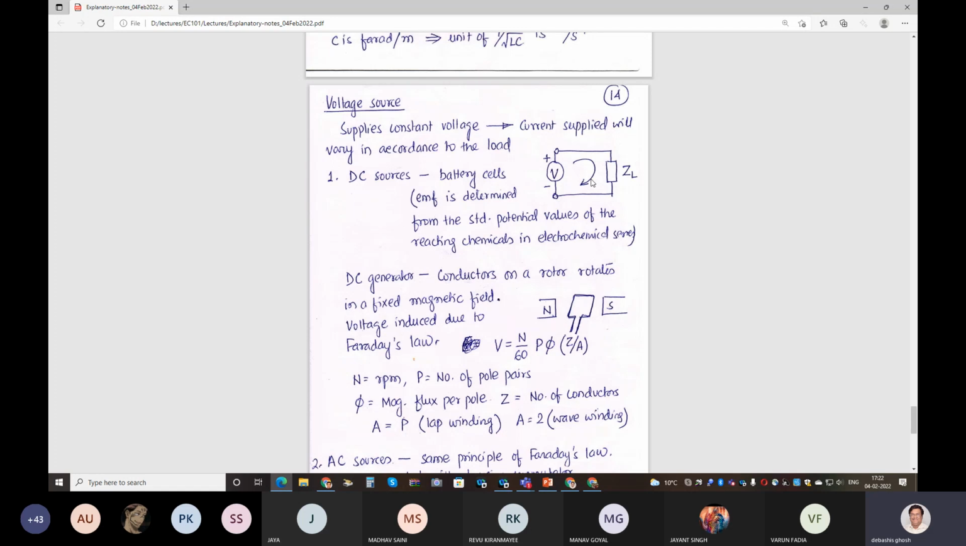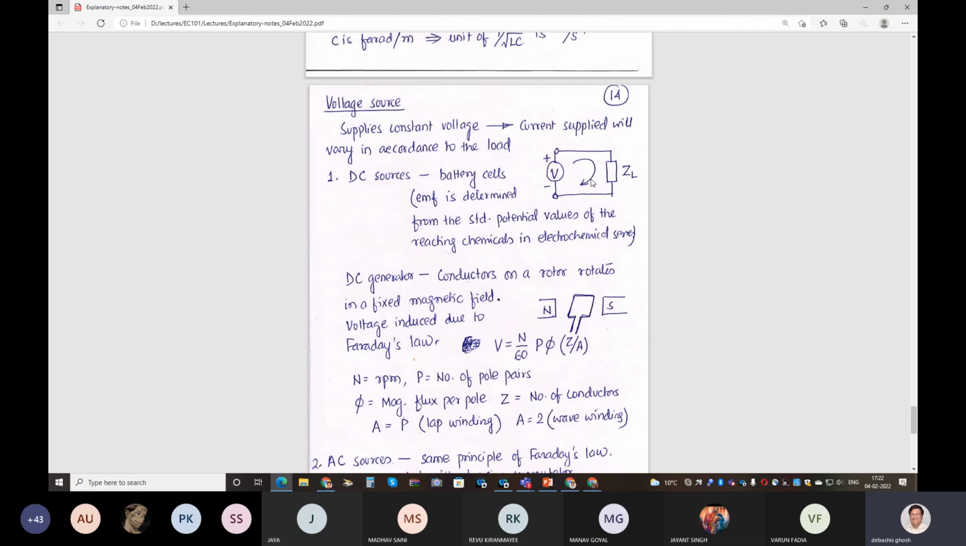So current keeps on changing, but your voltage is constant. That is basically a voltage source. Now a voltage source may be of two types: the DC source or the AC source. DC source, again, you know, battery cells. You have these battery cells that you put in your torchlight and all these things, that you get in the shop.